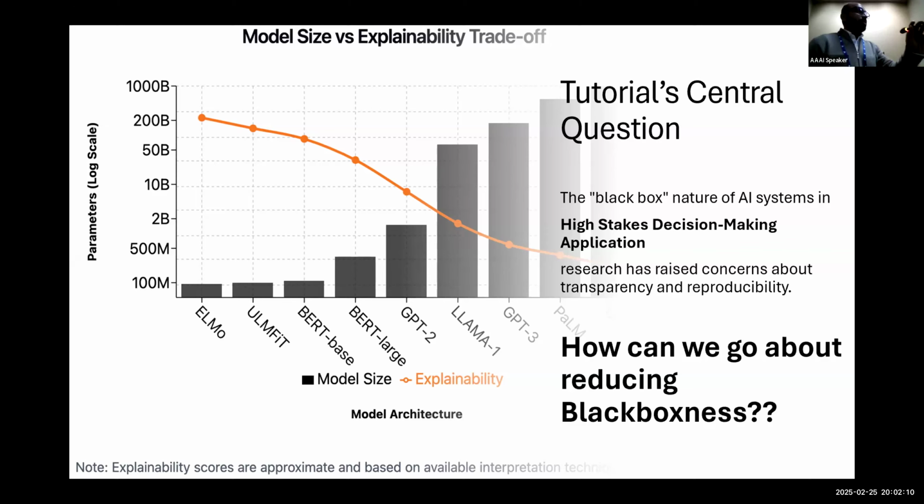Okay, so let's get started with the core part of the tutorial. The central question that we wanted to ask ourselves when we are looking at neurosymbolic AI for EGI, not the AGI specifically, is how do we go about reducing the black boxness in these large language models, right?